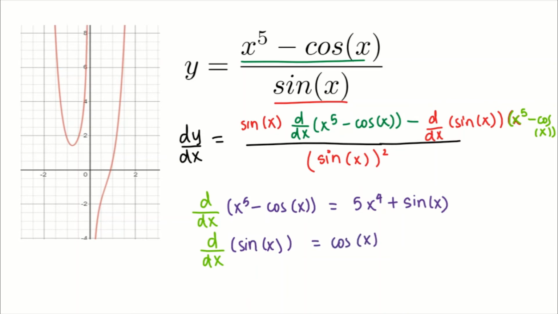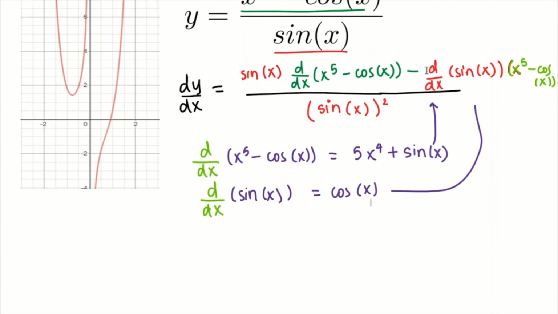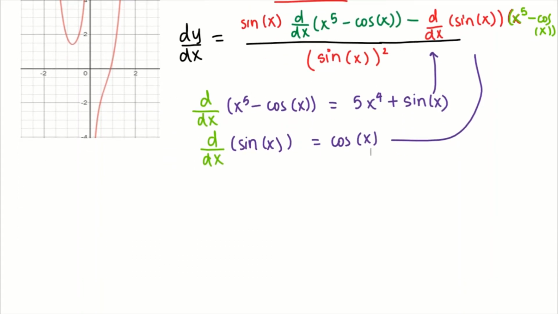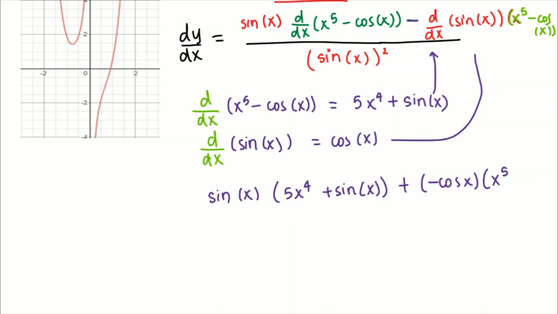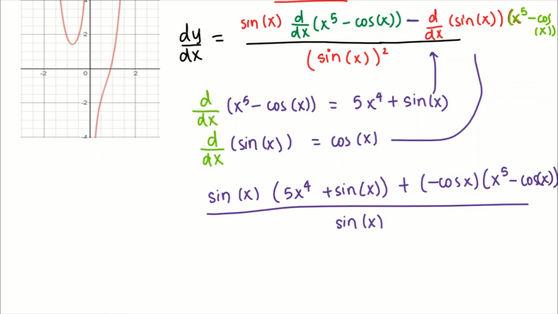We know the derivative of sine of x is just cos of x. Let's take both of these things and plug them in right here, and let's see what we've got. So we get sine of x times 5x to the power of 4 plus sine of x, plus negative cos of x. The reason I did a plus and negative was because of this negative sign, multiplied by x to the power of 5 minus the cosine of x. All of this is being divided by, of course, the sine of x squared.